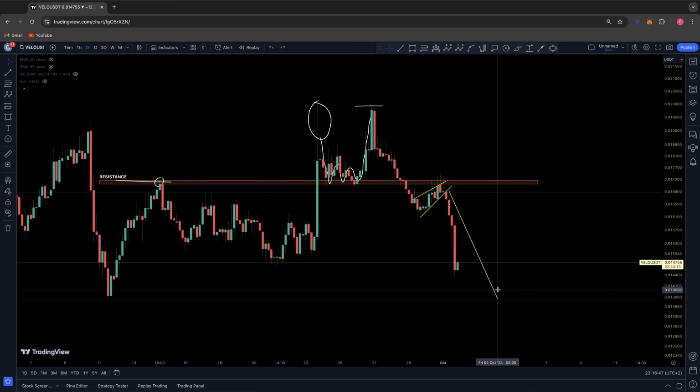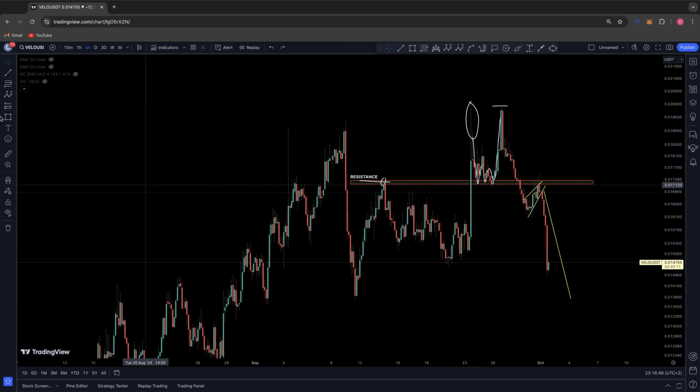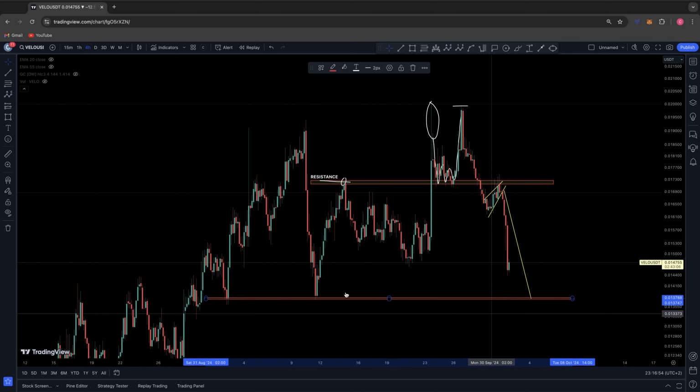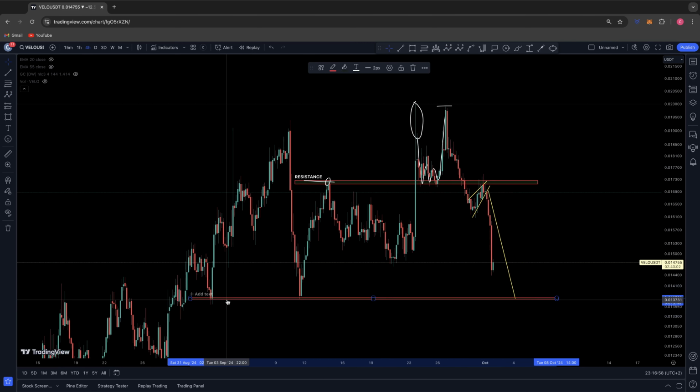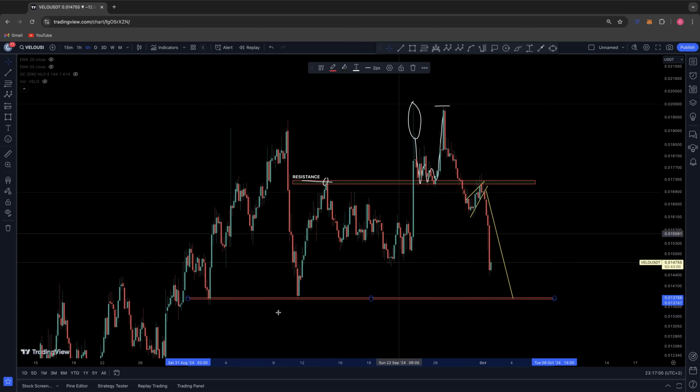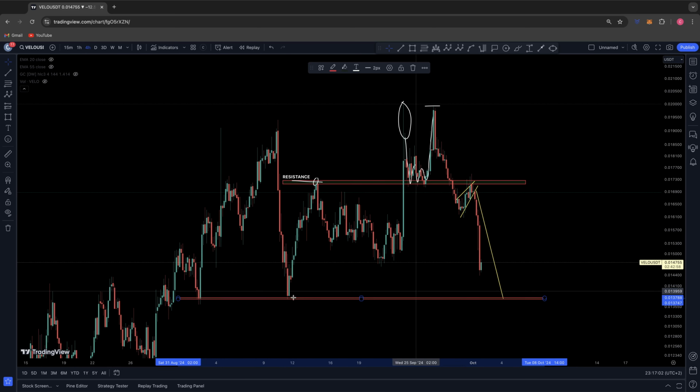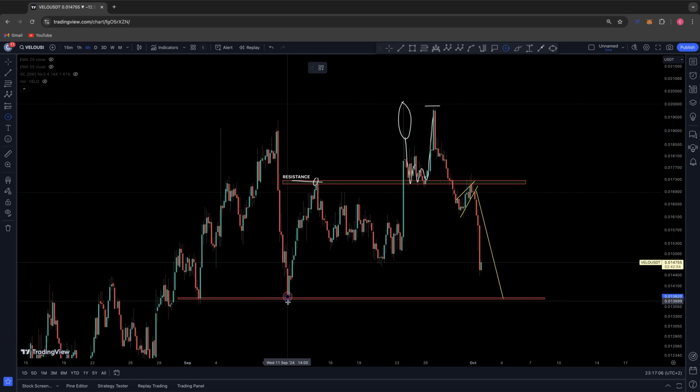And all this is doing, if we zoom out, is literally bringing us back down to this key level of support that VELO's actually been holding for a very long time. So we've actually come down and held this level since the 2nd of September. So it's nearly been over a month that we've been above this range, and it could act as a key level of support moving forward, just for the simple fact that we've held it as support on 2 previous occasions, one on the 2nd of September and the second was on the 11th.